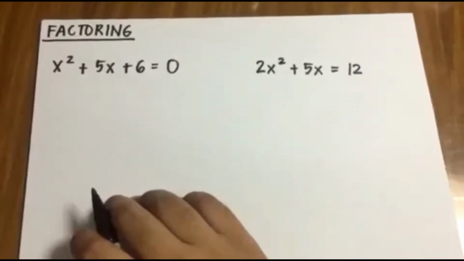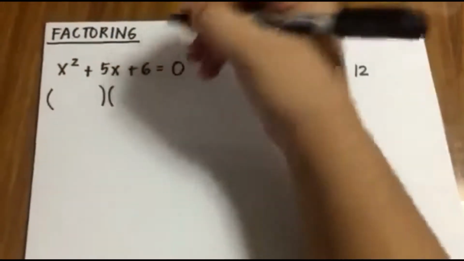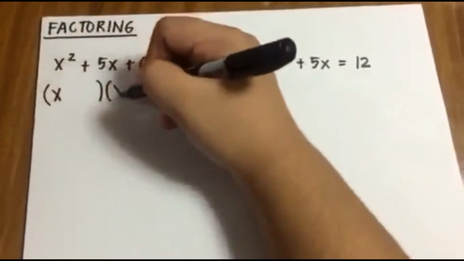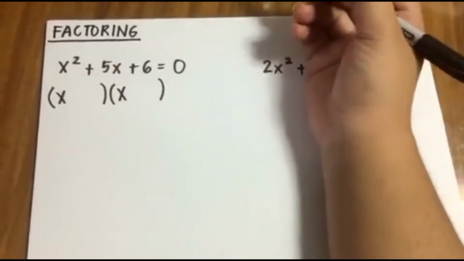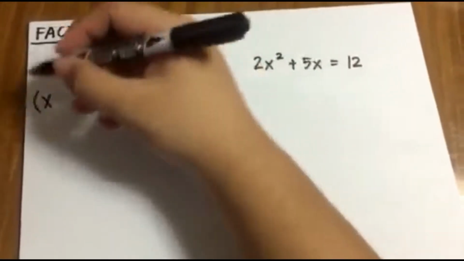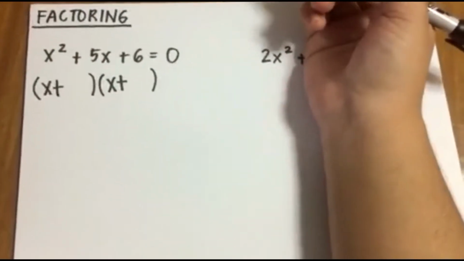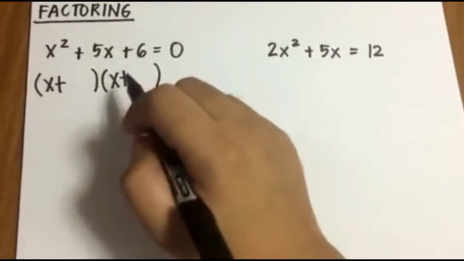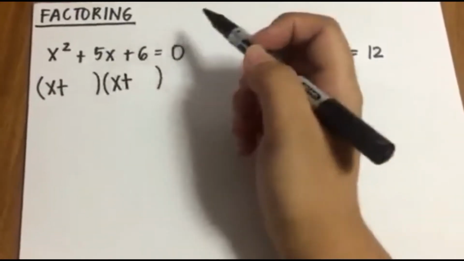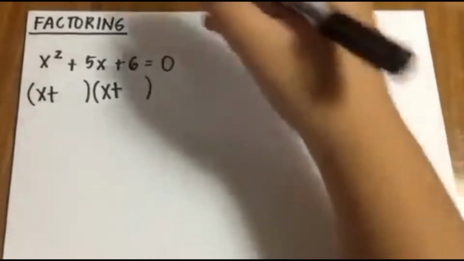x squared plus 5x plus 6 equals 0. So we have to look for the factors of the equation. To get x squared would obviously be x and x. And since the only operation involved in the equation is addition, let's just copy both of the plus signs. So plus and plus. To get the values needed inside your parentheses, you have to look for factors of 6 that will give you 5 when added together. So what are the factors of 6 that would give you 5 when added together?